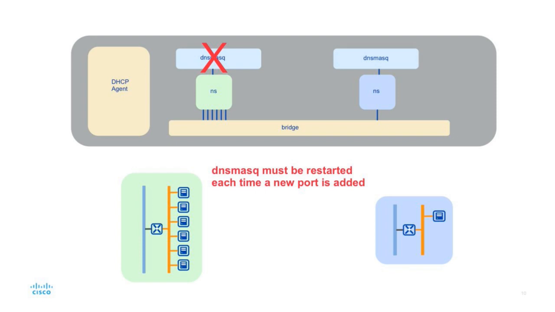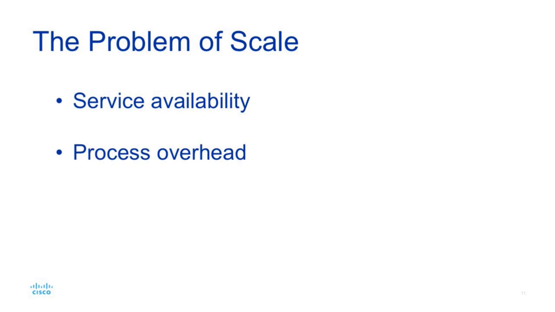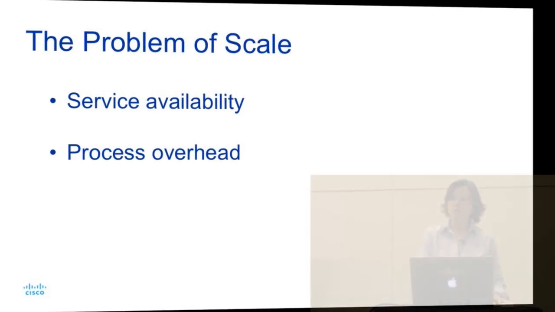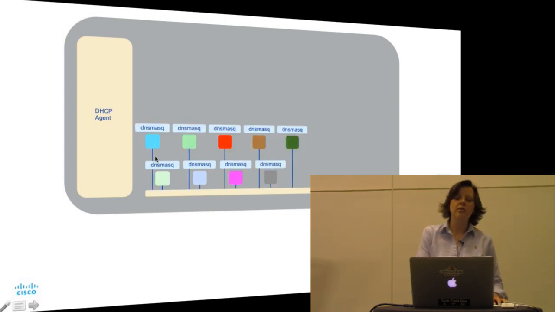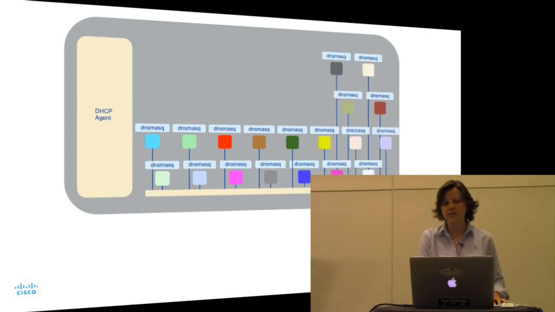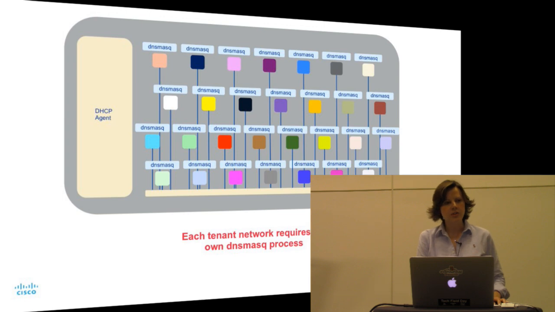The second problem of scale is process overhead. So we're fine with 2 tenant networks. We've got our green and our blue, 1 dnsmasq process for each, no big deal. But what happens when you start to add more tenant networks and more tenant networks and even more tenant networks? Well, for each tenant network, you've got a separate process. If we start to talk about tens, hundreds, maybe even thousands of tenant networks on a network node, that's a lot of process overhead.